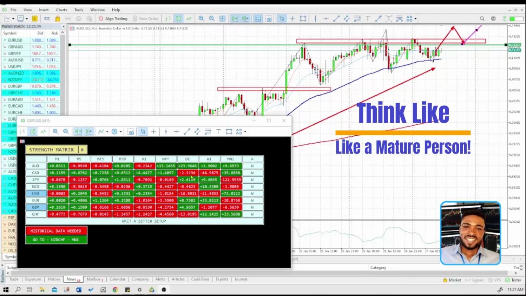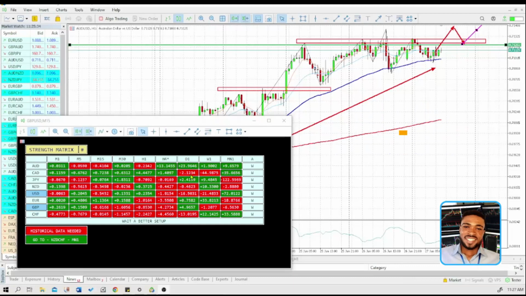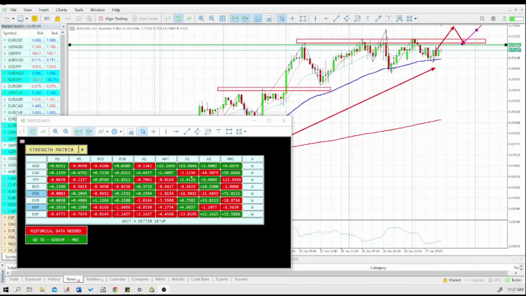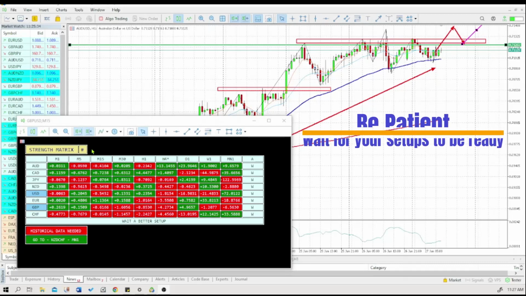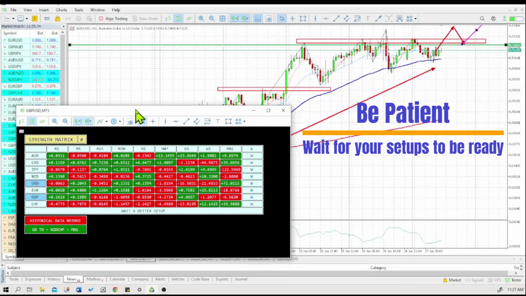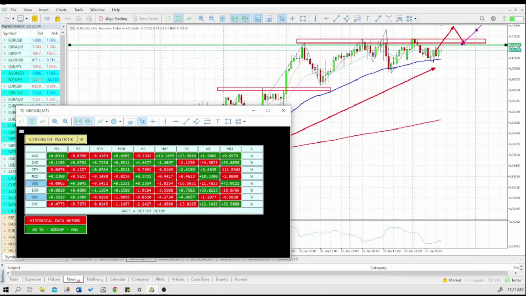You sit down, you wait for your strategy to be ready, and only when your setup is ready, you take the trade. If your setup is not ready, you don't take any trade. Okay, guys, you don't take any trade. Sit down, wait for your setup to be ready before you take a trade. So act as a matured person, because you want to become a profitable trader. Act as a matured person. Sit down, wait for your strategy to be ready before you think of taking a trade.